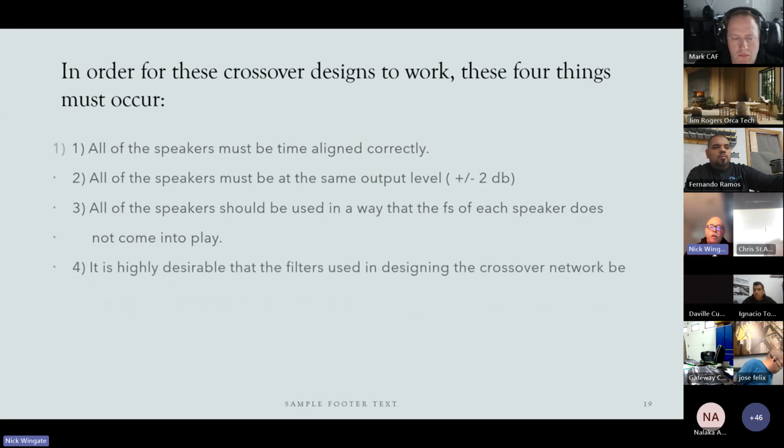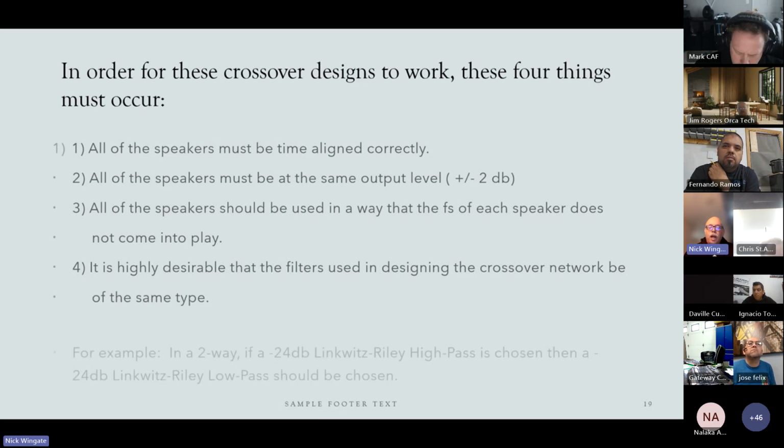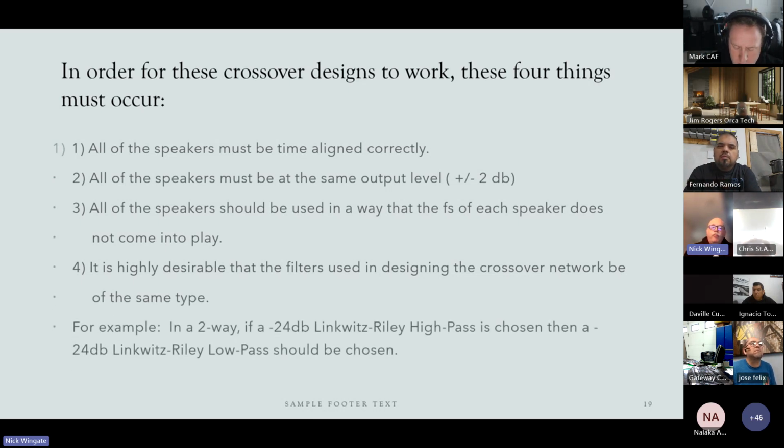Also, it is highly desirable that the filters used in designing the crossover network be of the same type. For example, if we're building a two-way, a tweeter and a mid-bass, and I'm using a 24 dB per octave Linkwitz-Riley high pass, I want to make sure that I use a 24 dB per octave Linkwitz-Riley low pass. It makes things easier, especially if you don't have Barney. Now, if you've got Barney, that's a different story. You can make things work.